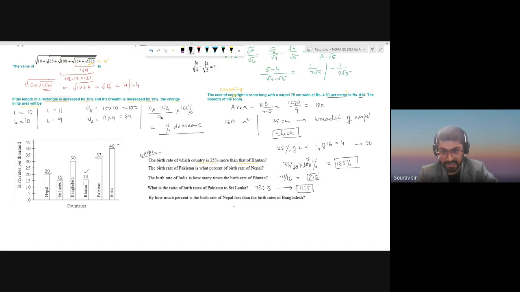By how much percent is the birth rate of Nepal less than the birth rate of Bangladesh? So Bangladesh is 30, Nepal is 20. So what is the change? It's 30 minus 20. That is 10. Now we are dealing with Nepal, right? How much percent is the birth rate of Nepal less? So it will be 10 by 20 into 100%. So that is 50%.